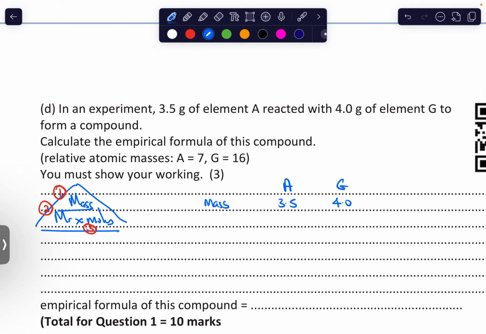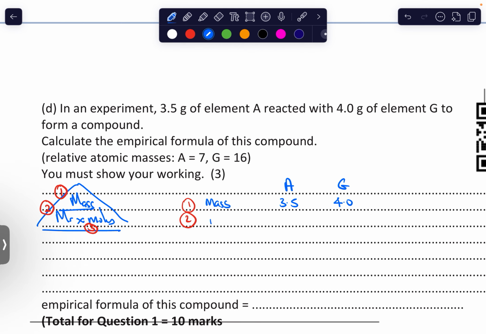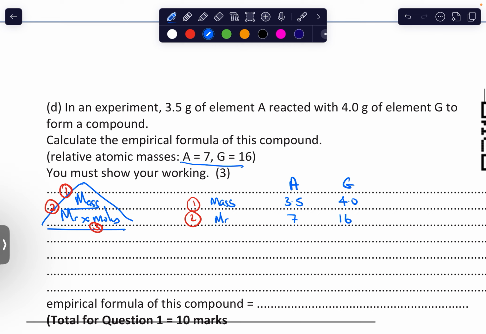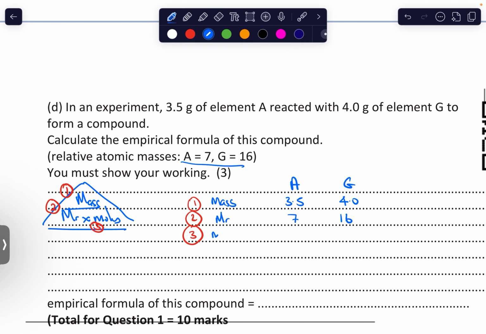That's step 1. Step 2, we're now going to write down the MR, and we're told here the MRs, so A is 7 and G is 16. We're then, step 3, going to work out the moles. And to work out the moles, we do the mass divided by the MR. So here we have got 3.5 divided by 7, and here I've got 4 divided by 16.